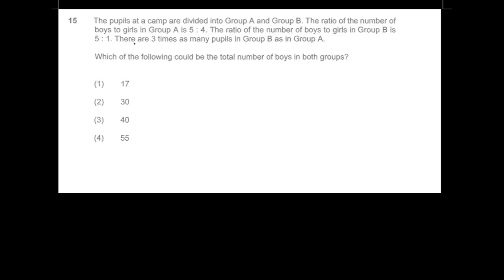The third thing that they say is that there are 3 times as many pupils in group B as in group A. So which of the following could be the total number of boys in both groups? Okay, so we write down what we know. So we have group A, we have boys, we have girls. We know that is 5:4, and we have group B, we have boys, we have girls. We know that the ratio is 5:1.